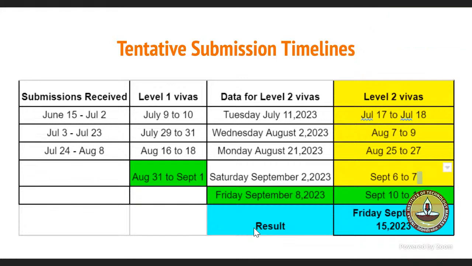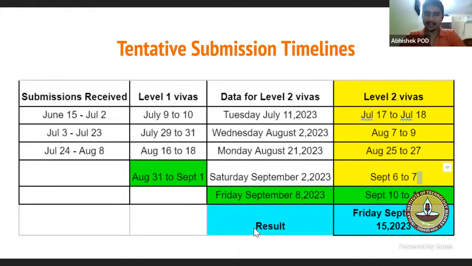Hi, good evening. My first query is, what is the turnaround time for level 1 viva? Suppose I give it on July 9th. By what date would I be sure that I have cleared it? So if the level 1 vivas for that batch end on July 10th, you will be notified by July 11th or 12th about your failure or your success in the level 1 viva.